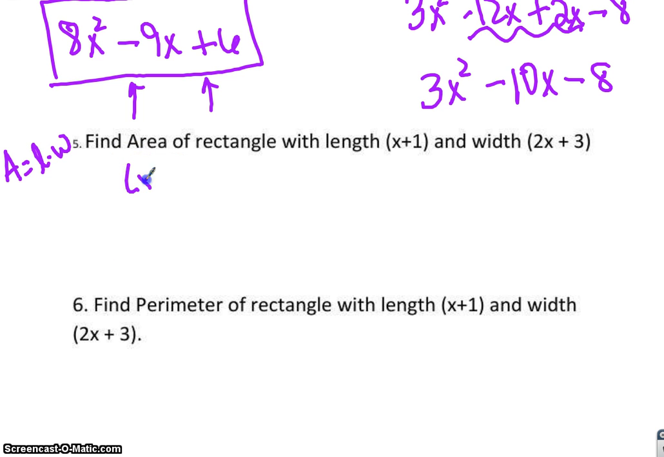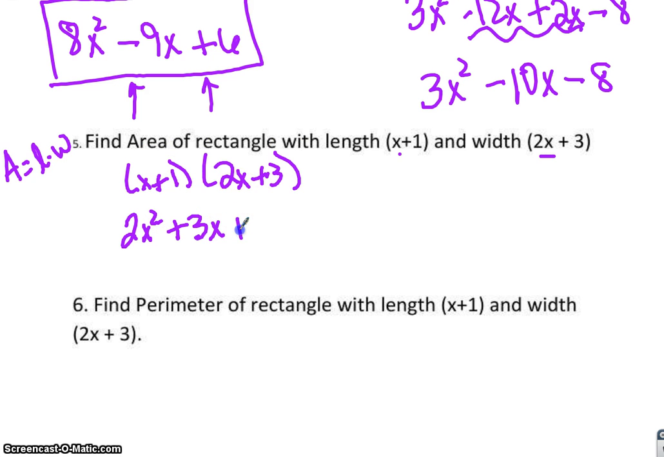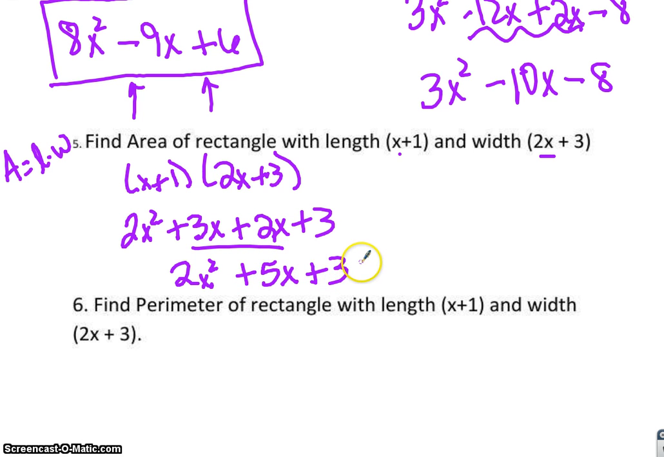So my length is x plus 1 times my width is 2x plus 3. It's the information that they gave us. Going to distribute. X times 2x is 2x squared. X times 3 is plus 3x. 1 times 2x is plus 2x. 1 times 3 is plus 3. Two terms in the middle will combine. Gives you 2x squared plus 5x plus 3.